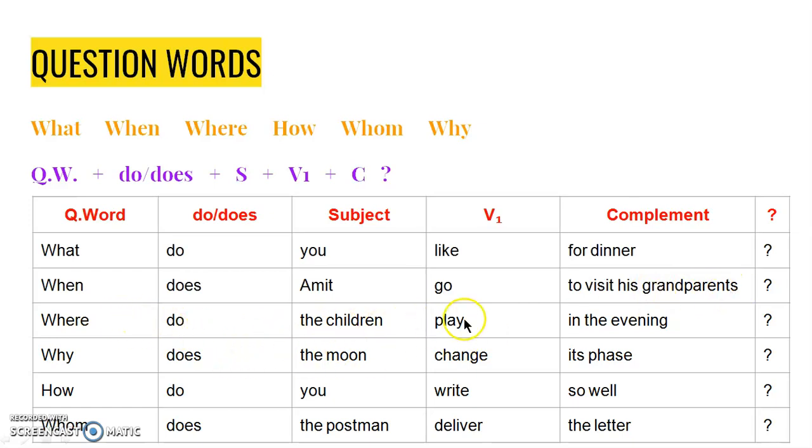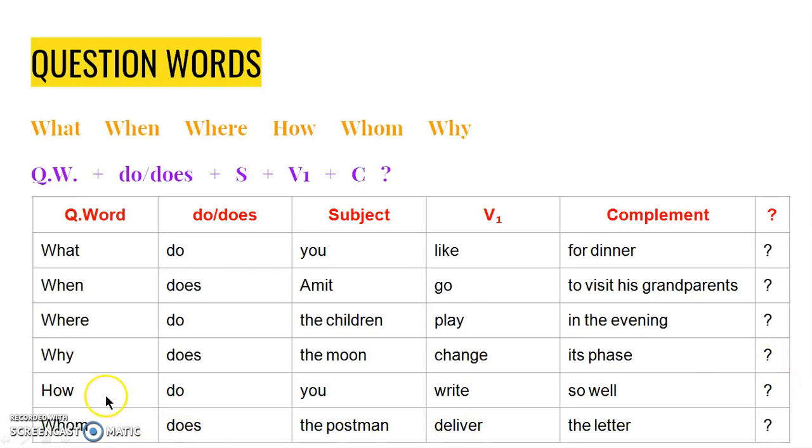Where do the children play in the evening? The children, the subject is what? Plural. So do verb. So where do the children play? V1 form, complement in the evening. Why does the moon change its face? The moon subject is singular. So does. Alright. And question word is why. Why does the moon change its face?